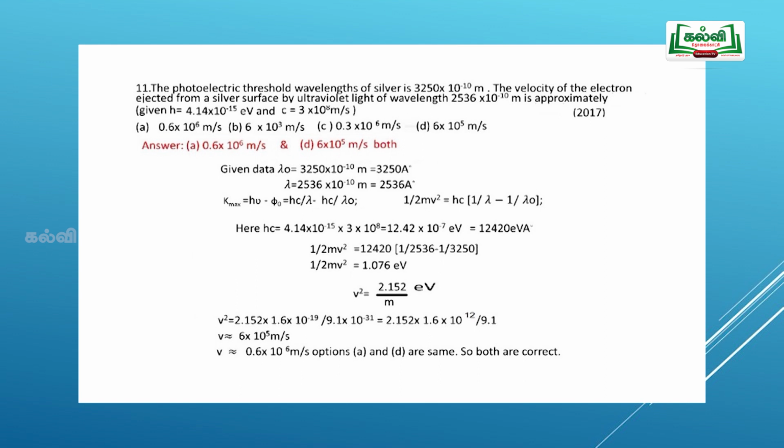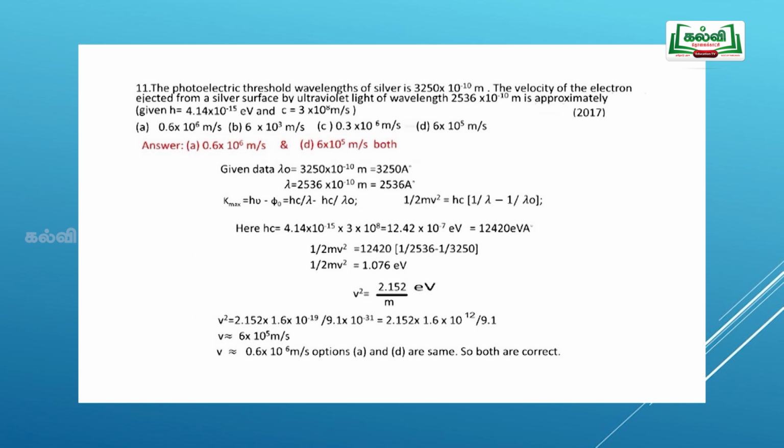The maximum kinetic energy is equal to h nu minus phi naught, which is the photoelectric equation we know. Here nu can be written as c by lambda. So hc by lambda minus hc by lambda naught, where hc can be taken out. So when you take hc out, you get 1 by lambda minus 1 by lambda naught. As we already learnt, we can substitute for hc to do the simplification. When we do numericals, it is easy to simplify the sum. So here h is given as 4.14 into 10 power minus 15, and c, the velocity of light, is 3 into 10 power 8 meters per second.